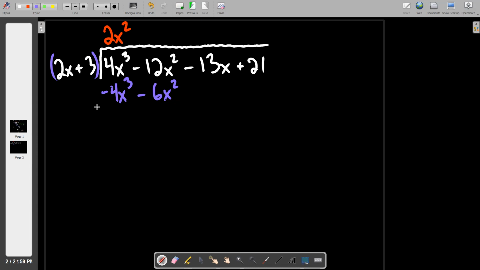Then I'm going to draw a little line here to tell the world I'm sealing this off. I'm going to prove to myself that I did it right. Those are going to cancel. And then I'm going to add the white and the purple together. What do I get?